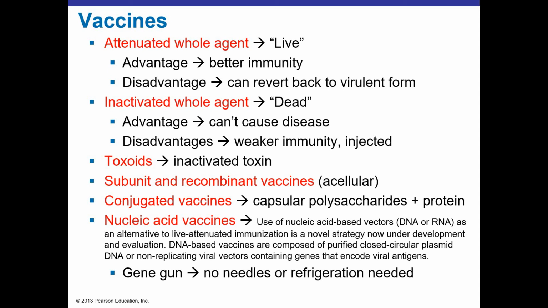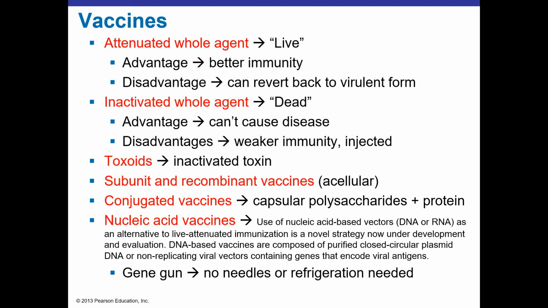So there's many different categories of how you make a vaccine. There are attenuated whole agents. These are referred to as weakened but live. The advantage is that they are like the real thing, the natural live virus or whatever the agent is, and so they provoke better immunity. The disadvantage is that these could potentially revert back to the more virulent form and cause the disease that they were meant to prevent.